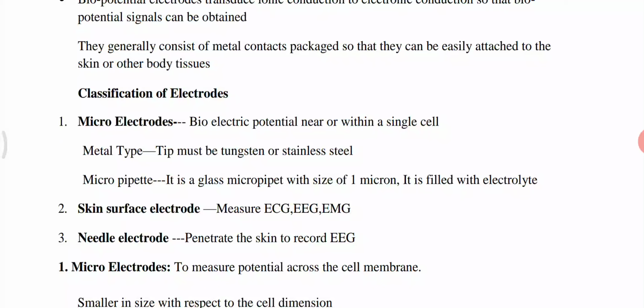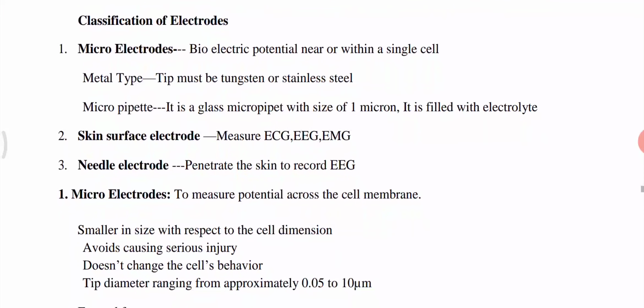There are three types of electrodes. First one is the microelectrode, and it is used to measure the bioelectric potential near or within a single cell, and it is also called an intracellular electrode. So just note the point: microelectrodes, also known as intracellular electrodes, are used to measure bioelectric potential from a single cell, and the tip must be tungsten or stainless steel. Next is a micropipette. The micropipette has a size of 1 micron. It is made of glass. It is filled with the electrolyte.